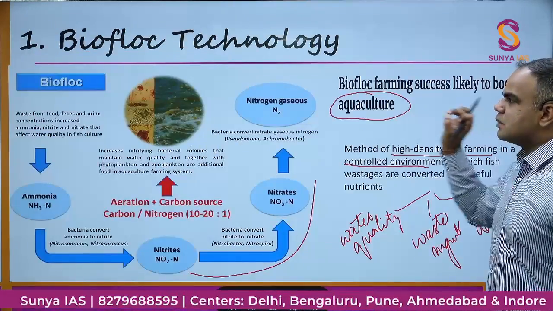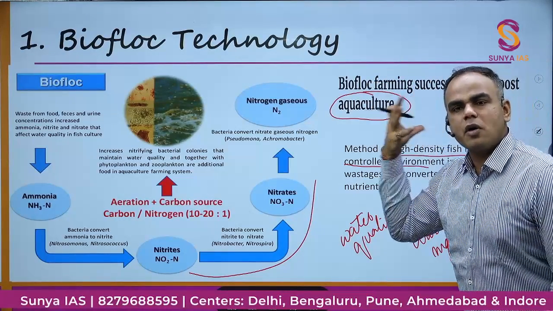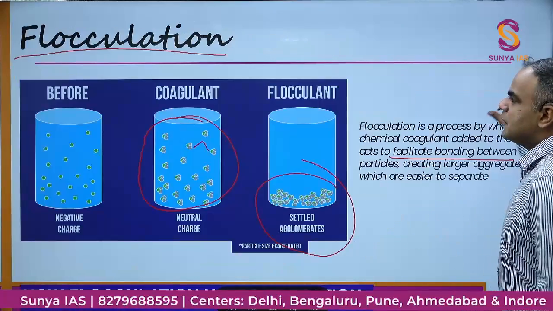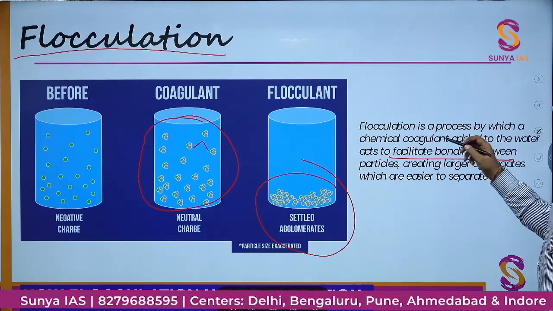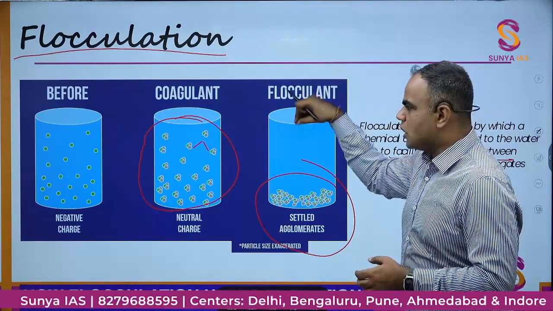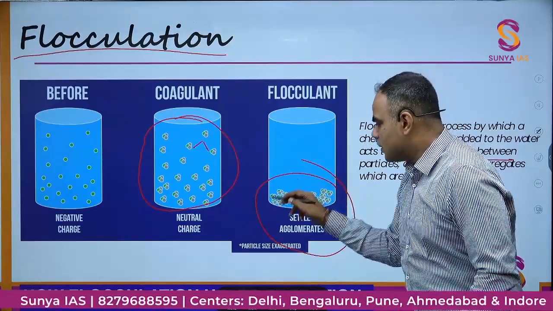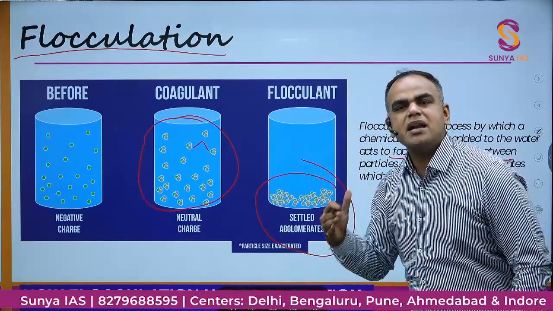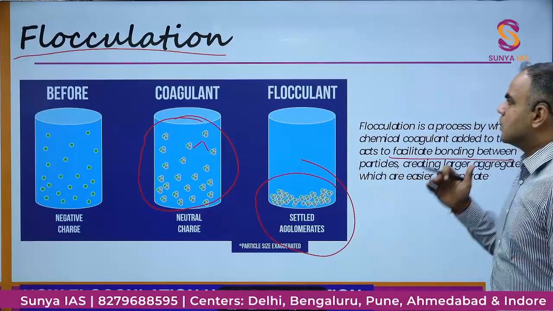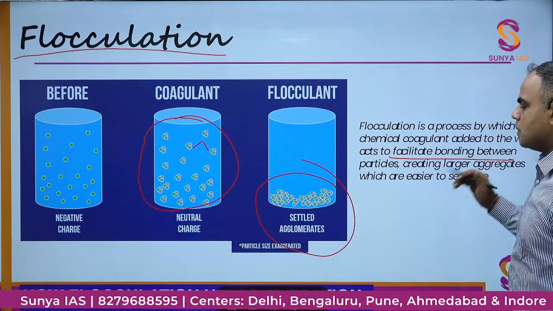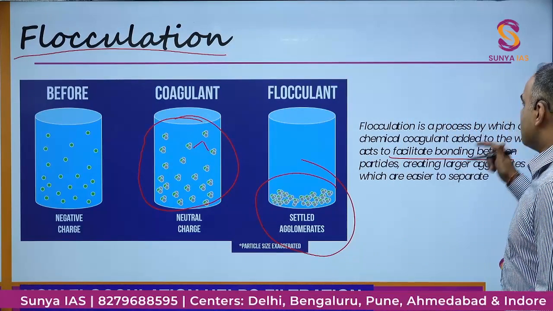So both these terms should be known to us: what is biofloc technology and what is biofloc farming. And secondly, what is the term flocculation, which is basically a process in which a coagulant is added, all the scattered particles come closer, chemical bonding takes place, and then they are easier to filter and separate. This is one thing you need to know. This is the basic part of how flocculation helps in filtration.